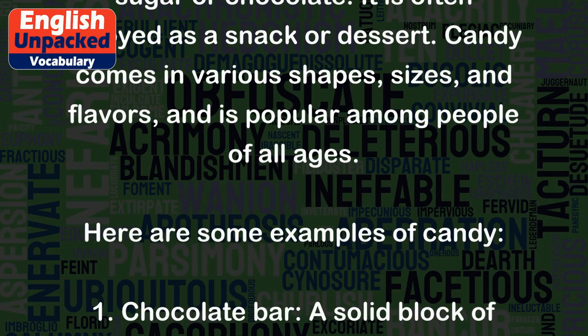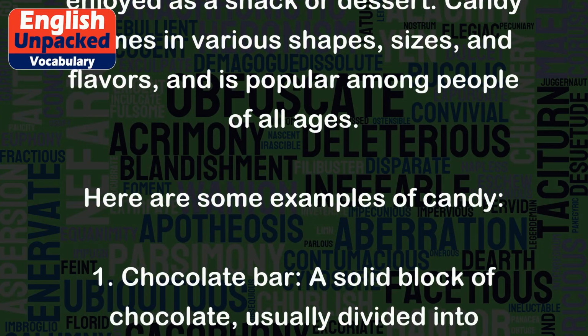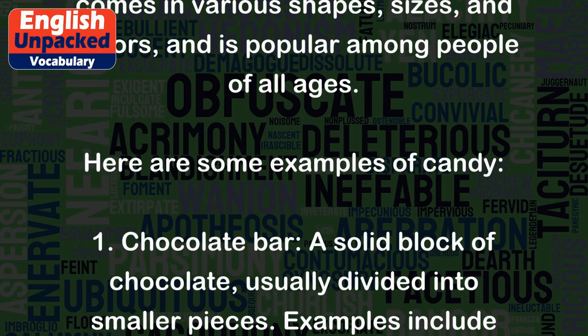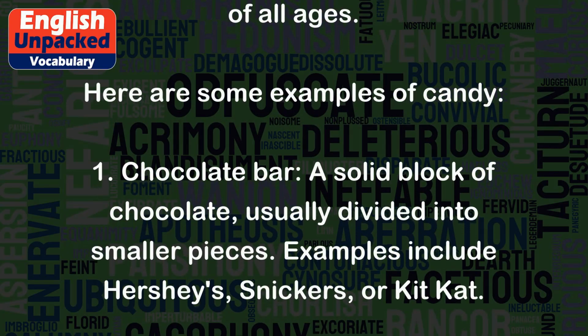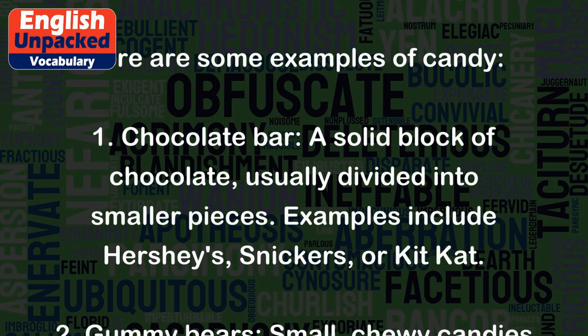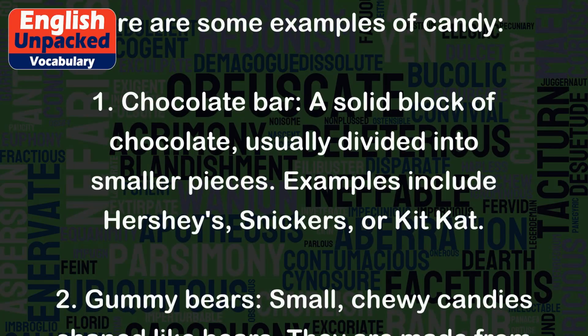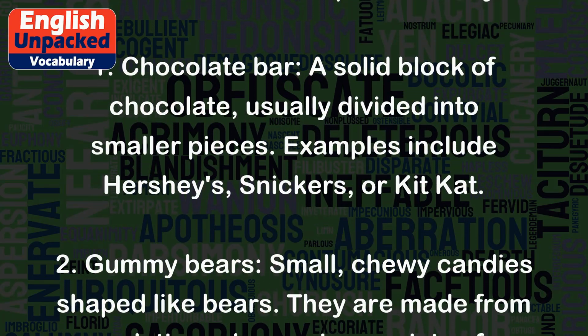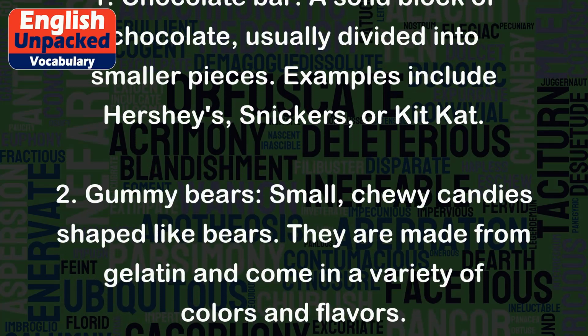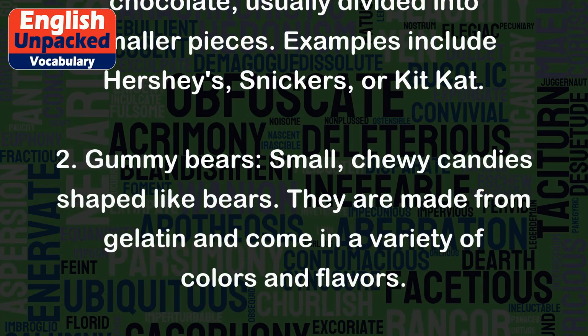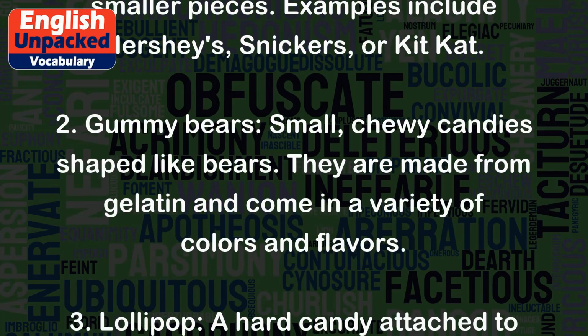1. Chocolate bar. A solid block of chocolate, usually divided into smaller pieces. Examples include Hershey's, Snickers, or Kit Kat. 2. Gummy bears. Small, chewy candies shaped like bears. They are made from gelatin and come in a variety of colors and flavors.